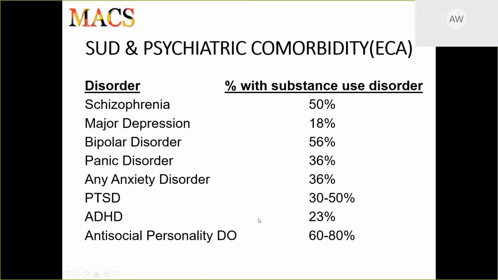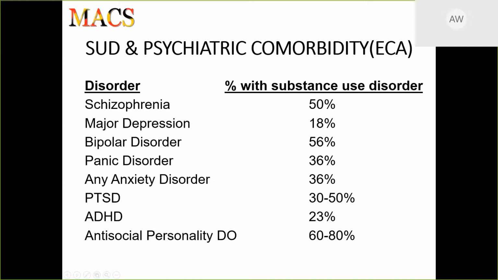This was the breakdown in that study. Schizophrenia: and this doesn't include tobacco, which in many studies is 80, 90+% of people with schizophrenia, but not including that, still 50% have another substance use disorder. About 20% with major depression, over 50% with bipolar, and most of the anxiety disorders, a little over a third, had another comorbid disorder. PTSD, depending on how it was looked at, up to 50%, ADHD about a quarter, and I just included here antisocial personality disorder, which they looked at.